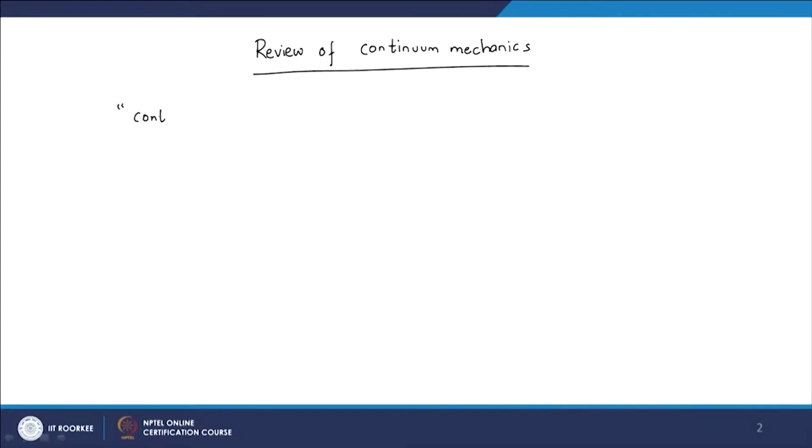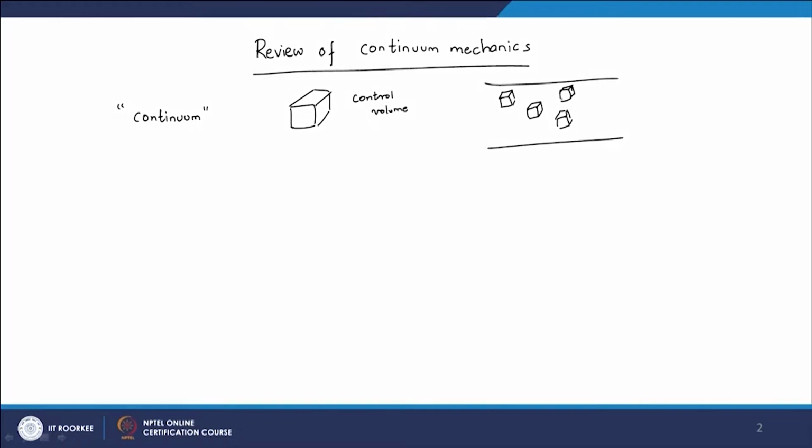So, in continuum mechanics, the first assumption we make is of a continuum, and by continuum we mean that we do have control volumes, or my system is large enough such that I can place many of these control volumes within the fluid or a solid, and the key idea is the control volume contains a large number of molecules.